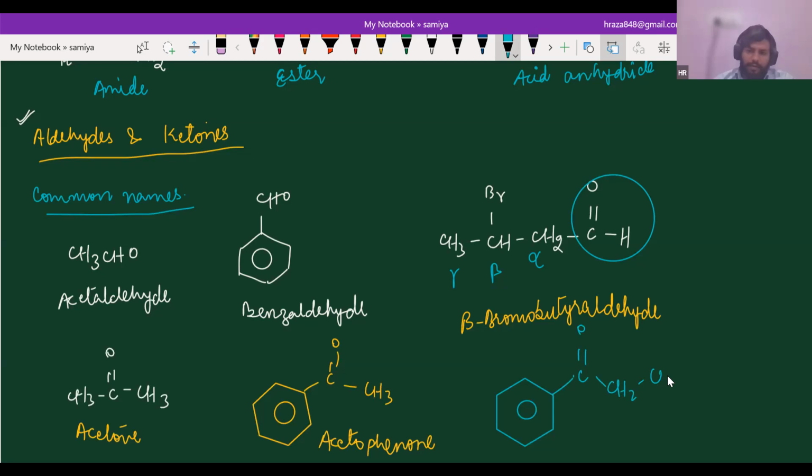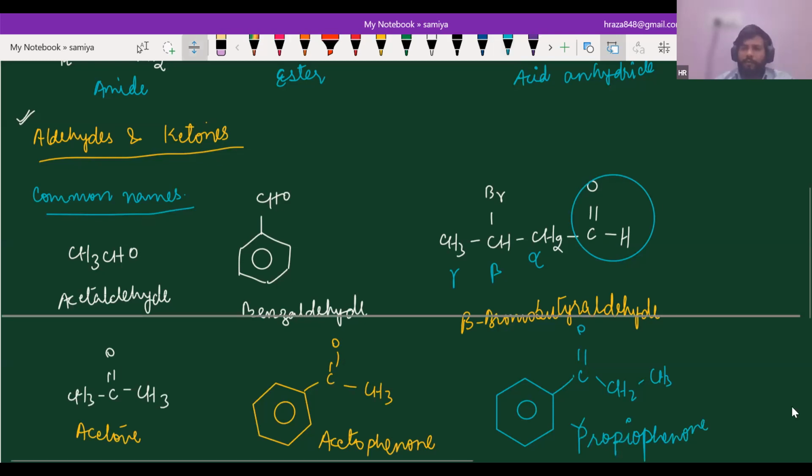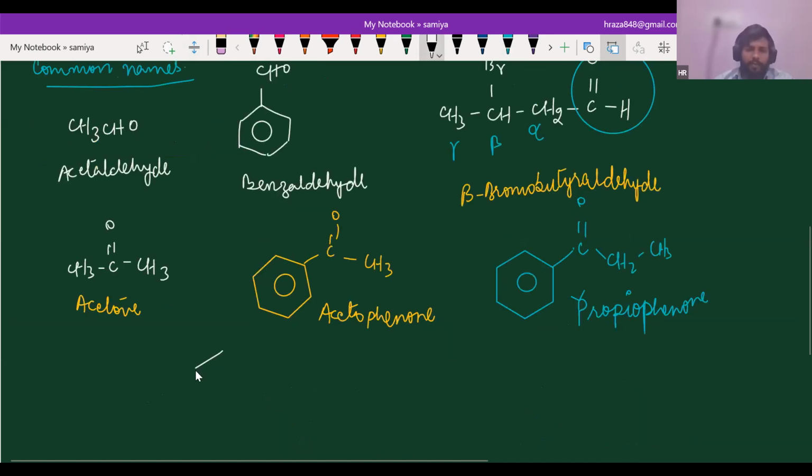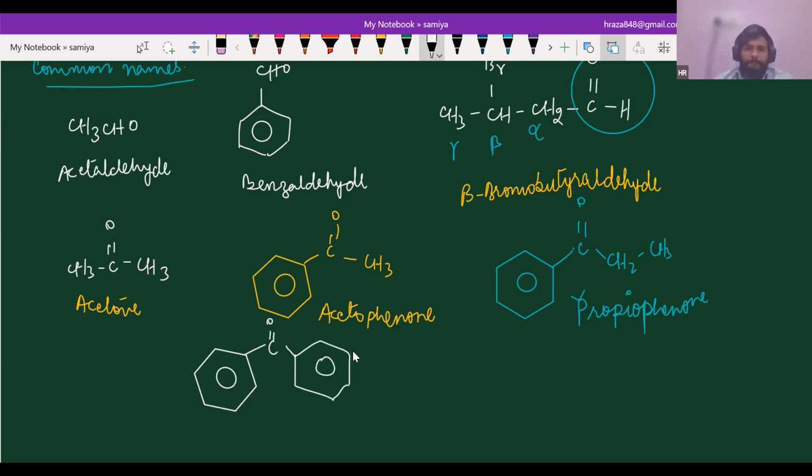And its common name is propiophenone. So please do write it. And there is another compound which is very important that we call benzophenone. So I'm going to write the structure of that as well. So this will be your benzophenone.